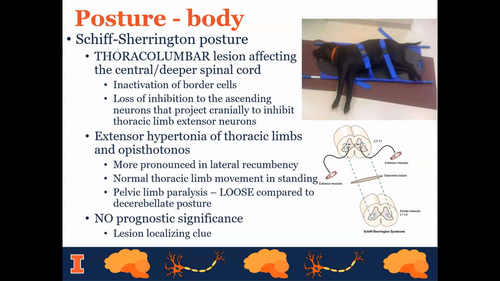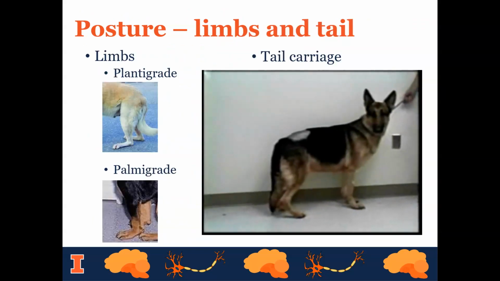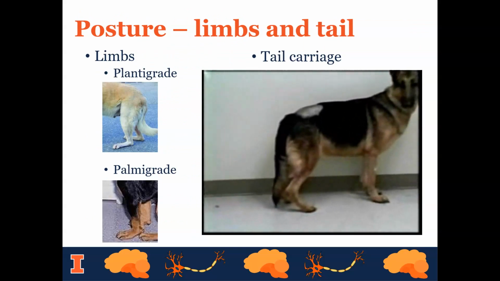And then if we were to sling this dog up into a standing position, now the extension of the front legs and neck should relax and be less severe. And this dog can walk and look practically normal in the front end, and then the back end usually is paralyzed or very, very weak in the sling. So that's the difference between the two. So when we're thinking about prognosis, this Schiff Sherrington doesn't offer us a prognosis. It just tells us where the problem is coming from.